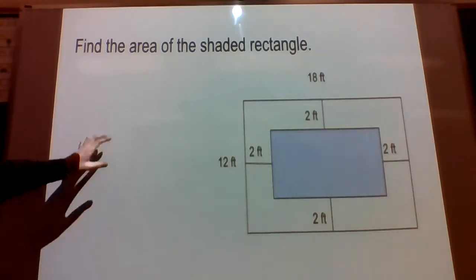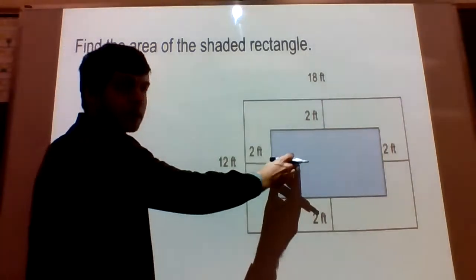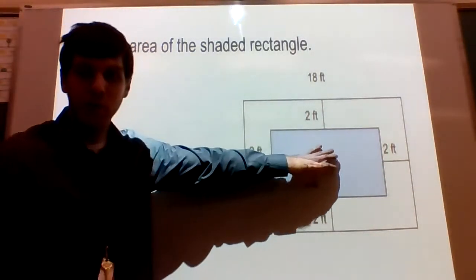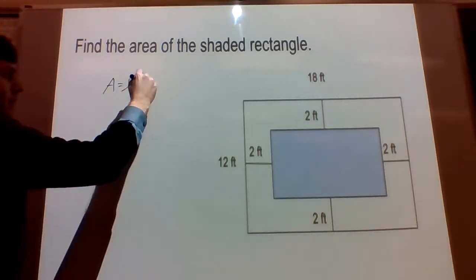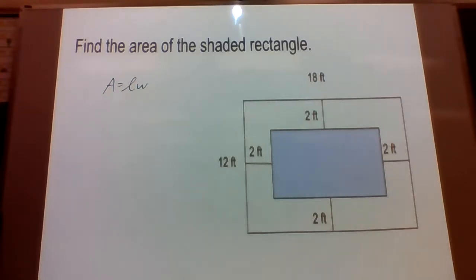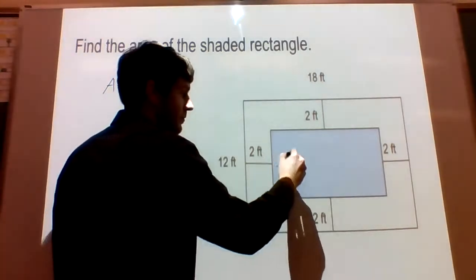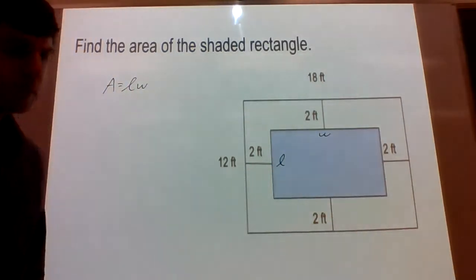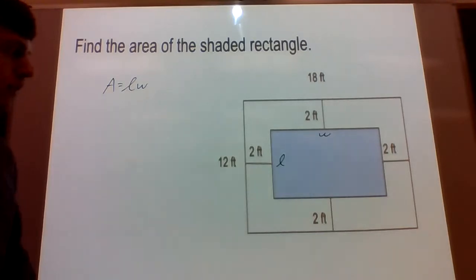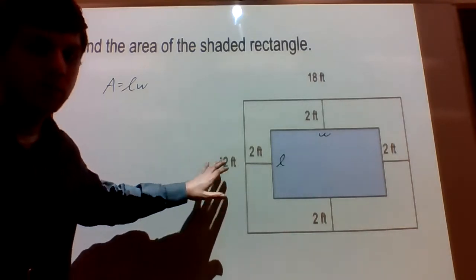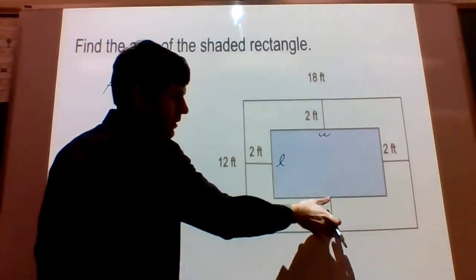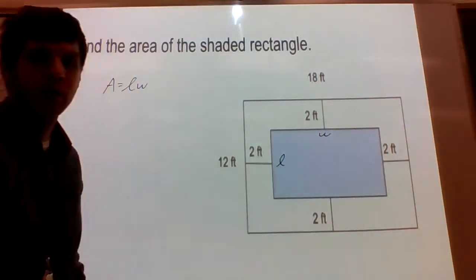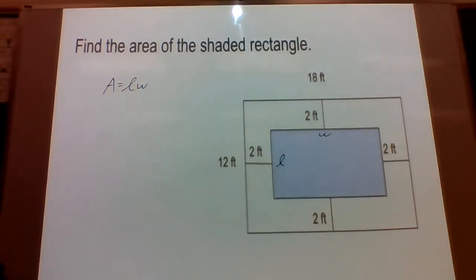We did this one. Find the area of the shaded rectangle. The shaded rectangle is the rectangle in the middle, the smaller rectangle. We know the area of a rectangle is equal to the length times the width, so we need to find the length and the width of the inside rectangle. We know the length of the outside rectangle is 12 and the width is 18. The gap between the inside and the outside rectangle is 2 feet all the way around.